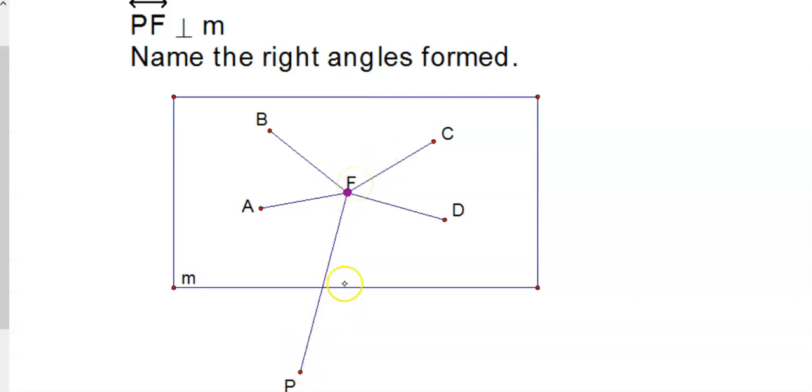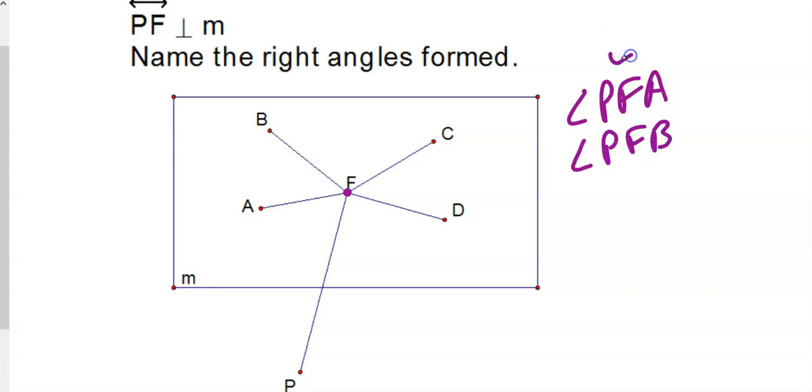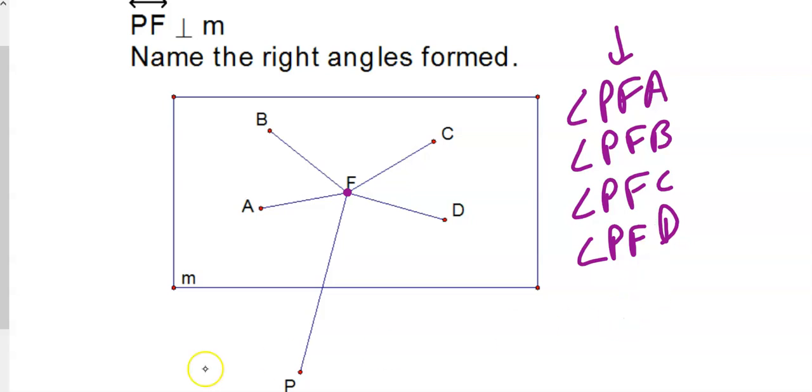So anything that goes through there is going to be perpendicular. So we'd have angles PFA, PFB, and notice F, the foot, the point of intersection with the plane, is always going to be the vertex, PFC, and angle PFD. All of those would be right angles.